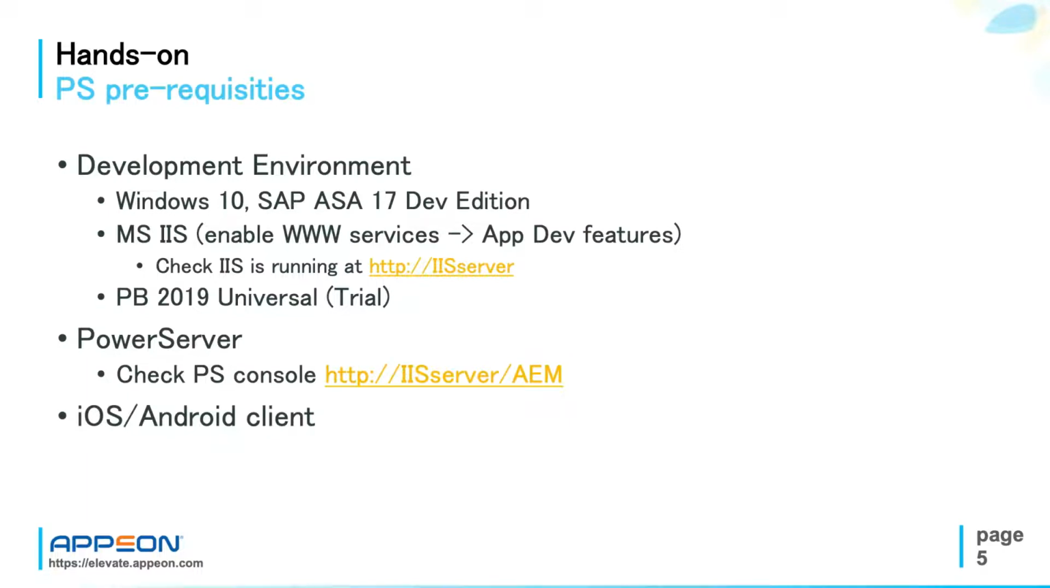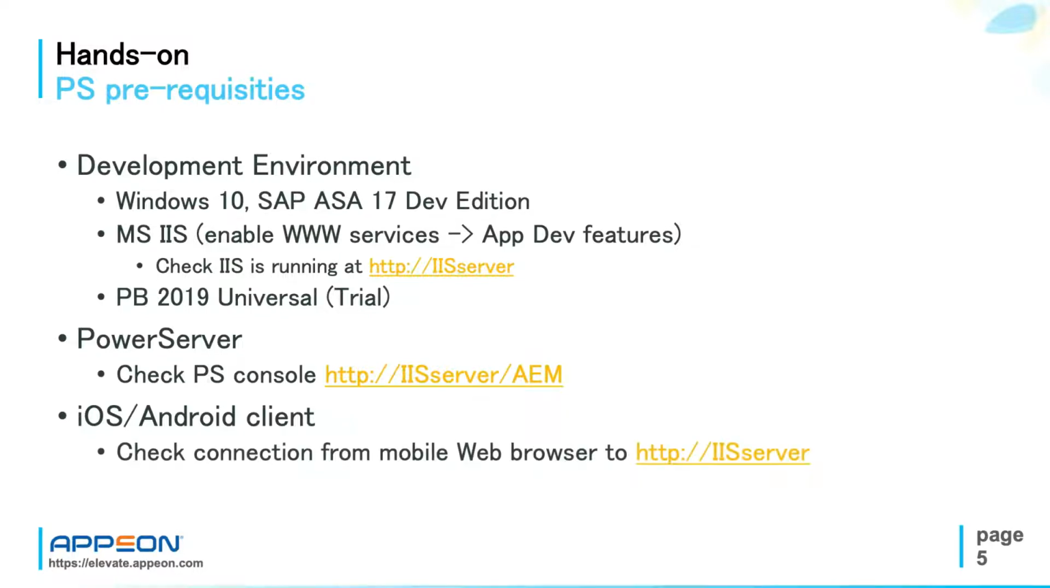If you also want to test the iOS or Android client that will be developed and deployed in this tutorial, first of all, take your phone or your tablet, open the browser, Chrome if you have Android, Safari if you have iOS, and see if you have connectivity to your development machine. So go to http:// and the IP or the host name of the IIS server.